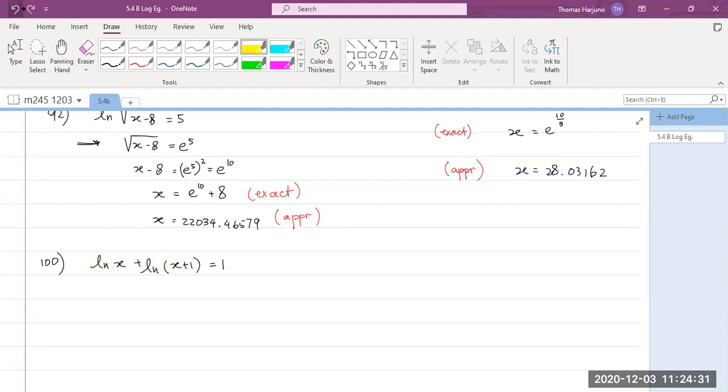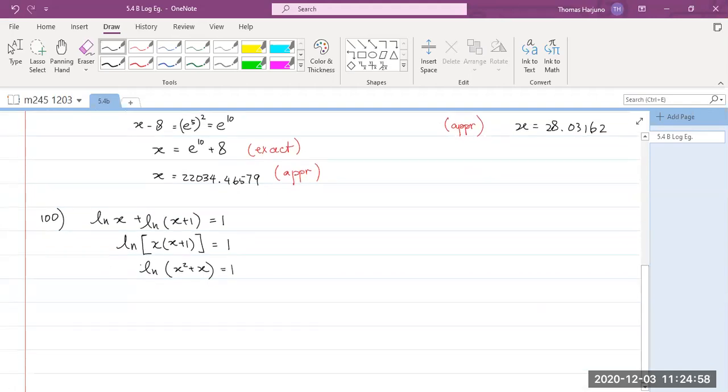Now, when I try to make it a single log, sum of logs equals log of products. Now we have natural log of blah equals 1. That's natural log of x squared plus x equals 1. Then, using one-to-oneness, I change it into exponential form.